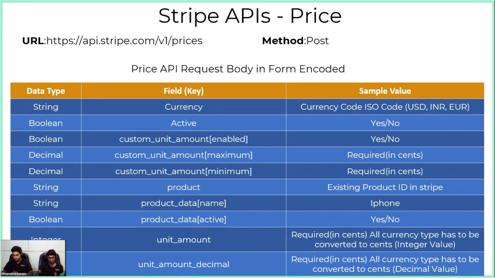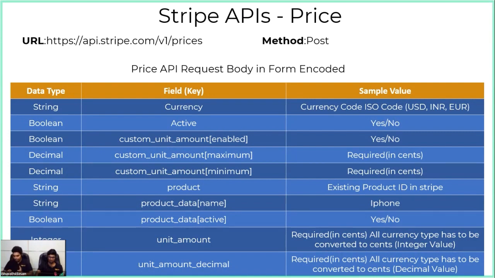And we need to mention whether this product is active or not. And we have to set the unit amount for the product. For example, let us take the iPhone. I'm setting the value to $200. So that $200 will be defined in the unit amount as well as in the unit amount decimal. And you can name the product in the product name attribute.